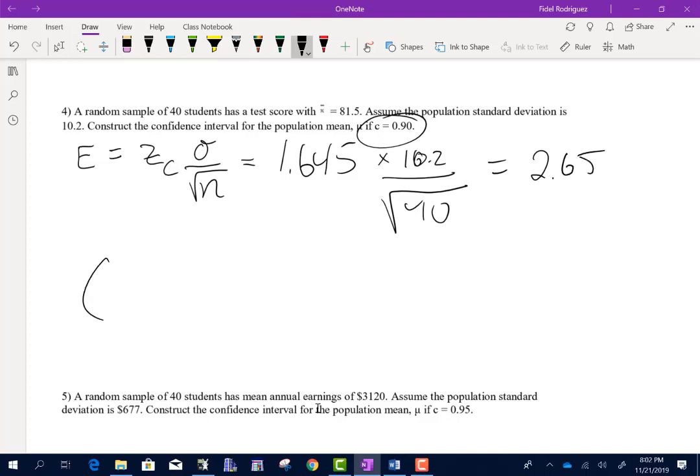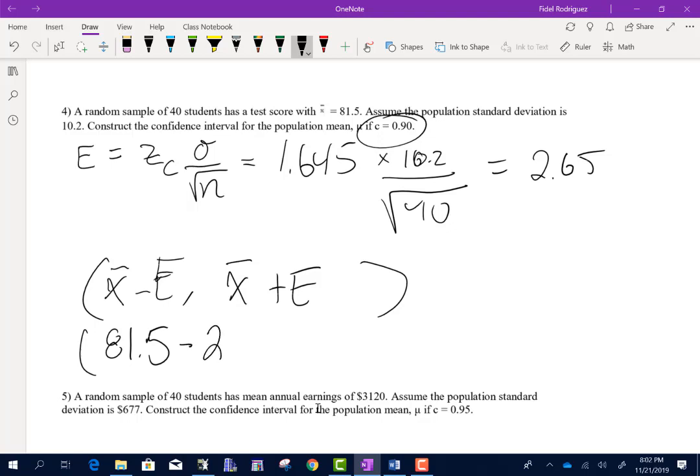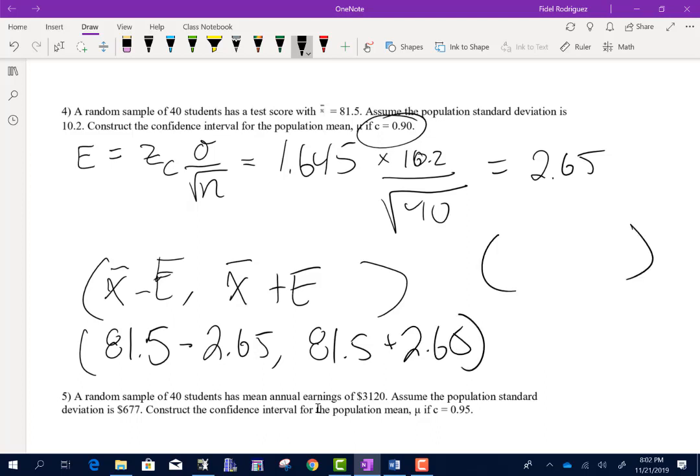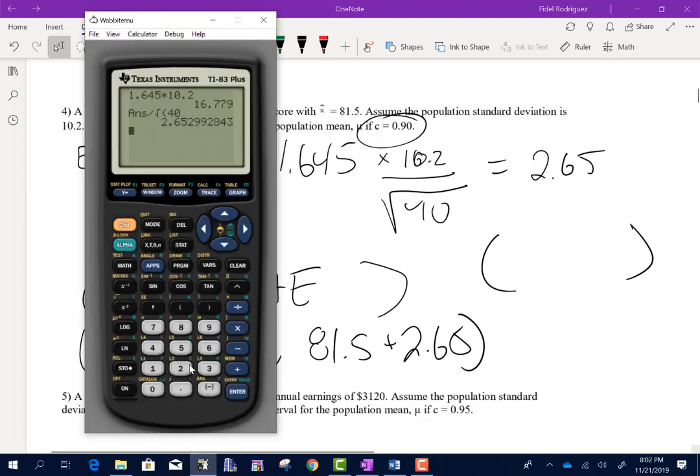Now we're going to make our interval. It's going to be X bar minus the E and X bar plus the E. What was our X bar in this case? 81.5. So 81.5 minus 2.65 and 81.5 plus 2.65. We'll write our answer here. 81.5 minus 2.65 is 78.85.